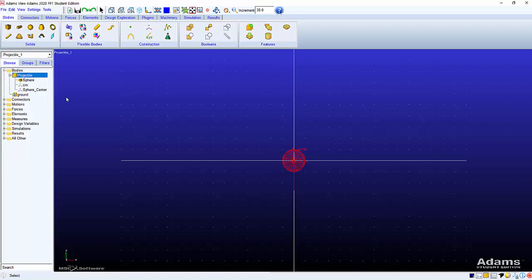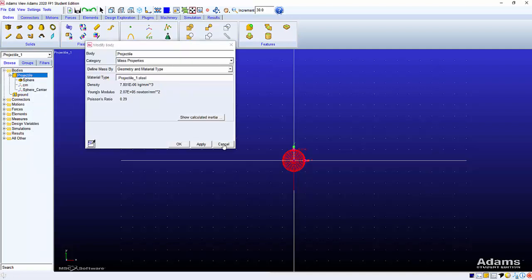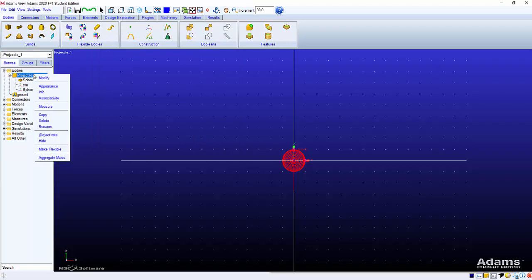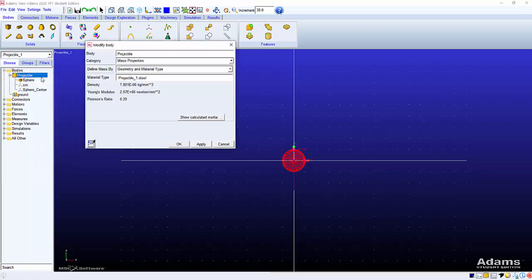So if I would like to change the properties of this body, I select the projectile part. You cannot select the sphere because the sphere is just a graphics. You need to select the part. If you right click on the part, you can select modify. So from the tree, you can right click on the part and then select modify. It will open this window for you. This window is called modify body.